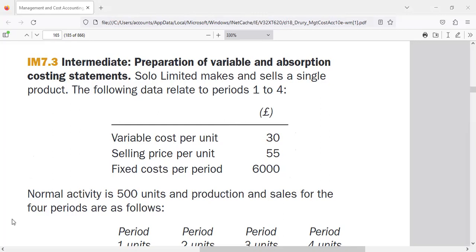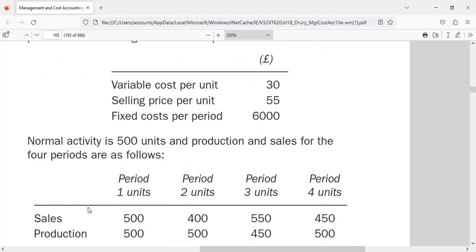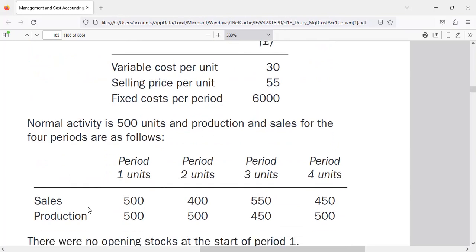We have period 1 up to period 4, as you can see. Remember, the normal activity is 500 units. We have the sales and production. You see, we have different sales units in the different periods, and then we have the different production units for period 1, 2, 3, and 4.